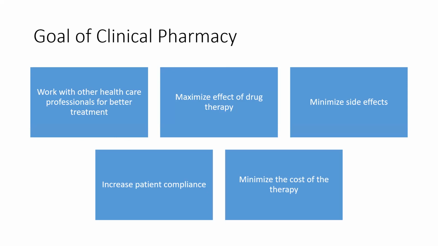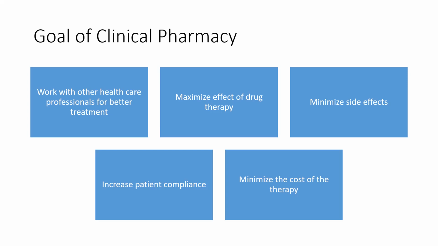The goals of clinical pharmacy: the objectives are to work with other healthcare professionals for better treatment. That is, there is a liaison between the healthcare professionals, including physicians, consultants, nursing attendants, nurses, dietitians, and, if there is involvement, radiological staff or laboratory staff. So the basic objective of clinical pharmacy is to work with other healthcare professionals, in its horizon, to provide a better treatment protocol.